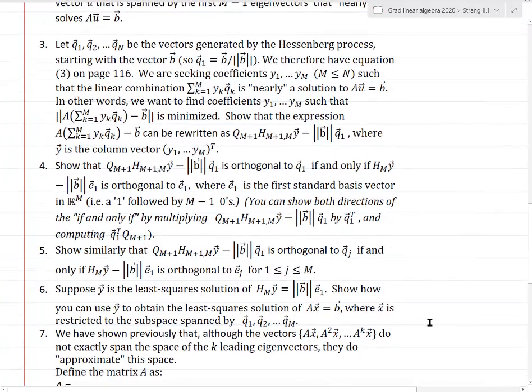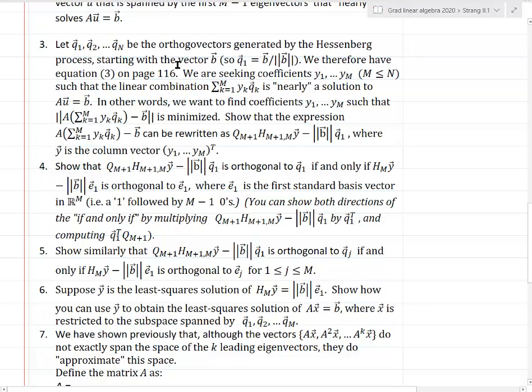Okay, question 3. Let q1 through qn be the vectors generated by the Hessenberg process, starting with the vector b. Now, if you look on page 116, you see that q1 is the vector b divided by the norm of b. That's how you define the first vector in this orthogonal sequence of vectors. These are orthogonal, right? Just to make clear that we understand that.